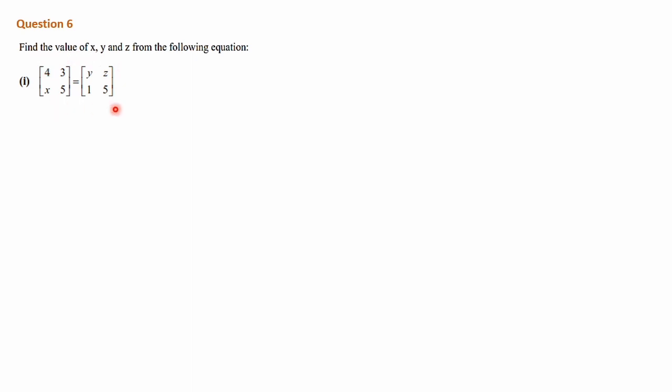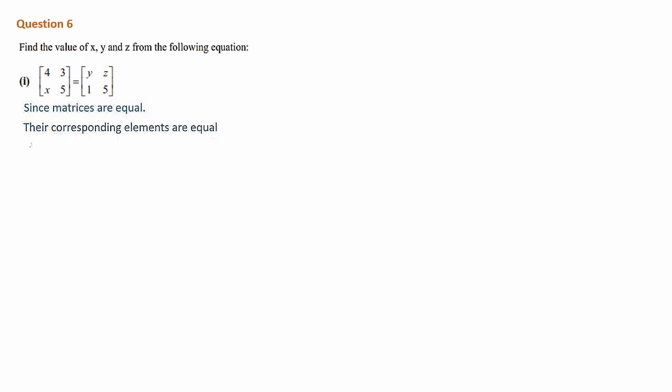So this is a matrix equation, and it means these two matrices are equal. We have learned in equal matrices that if two matrices are equal, they should be of the same order. Here also 2 by 2, here also 2 by 2. They are of the same order. And then their corresponding elements should be equal. Corresponding element means 4 must be equal to y, 3 must be equal to z, x will be equal to 1. So it's a simple question. Since the two matrices are equal, their corresponding elements are equal.